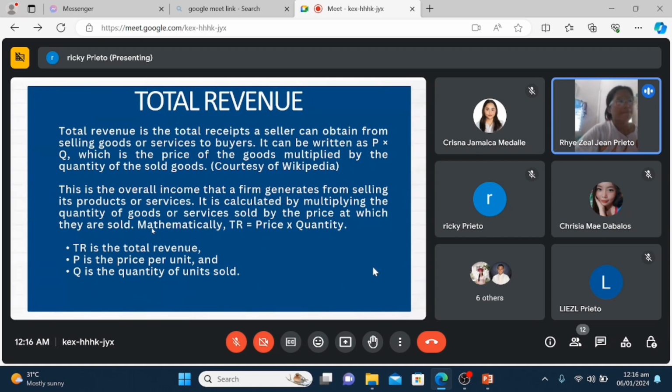In total revenue, the overall income that a firm generates from selling its products or services is calculated by multiplying the quantity of goods or services sold by the price at which they are sold. So mathematically, total revenue equals price times the quantity units sold. Makita ra ni nato siya in the end of the slides kay gi-provide nako dito nga examples, para pud inyong maansiran.